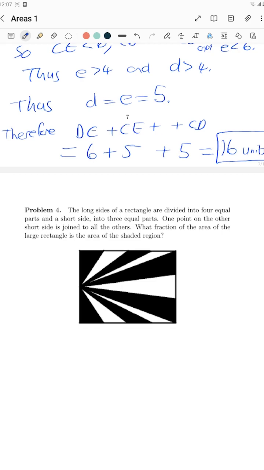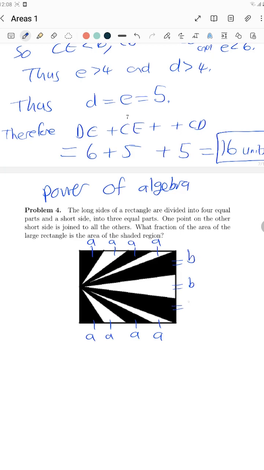Whoa, now we're not given any side lengths. So what do we do to continue this problem? And the trick here is to use the power of algebra. They told you that this side is divided into 4 equal side lengths, so let's call each part a unit. They also told you that this is divided into 3 equal parts, so let's call each of those parts b units.